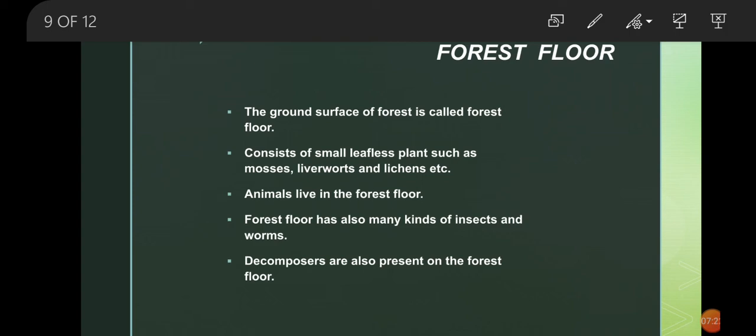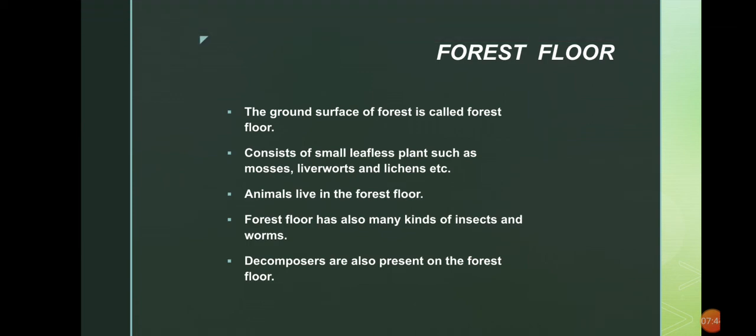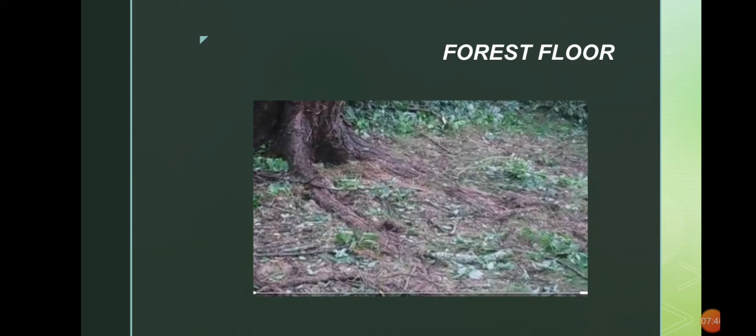Now, this humus mixes up with the soil in the forest and the nutrients present in it are used for the growth of plants. In this way, the decomposers help in maintaining the supply of nutrients to the trees and other plants in the forest. This is about the role of decomposers in the forest floor. Here you can see the forest floor. This is a layer of the forest floor.